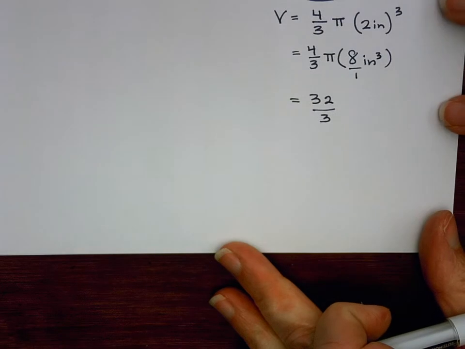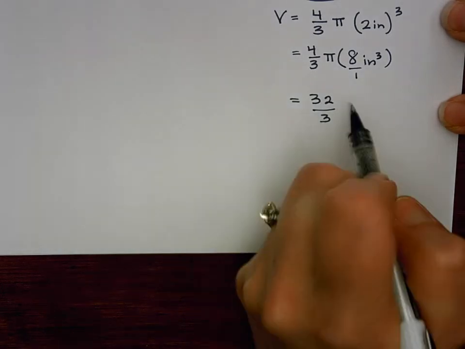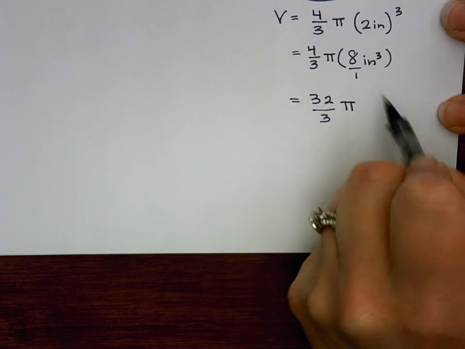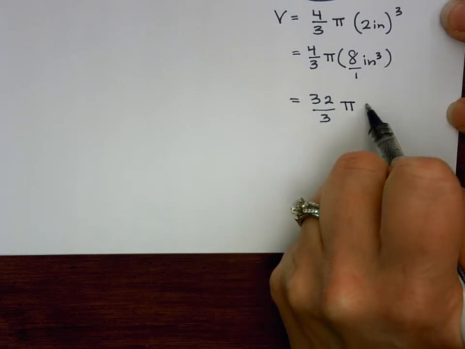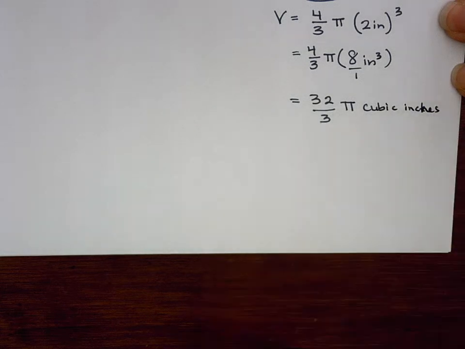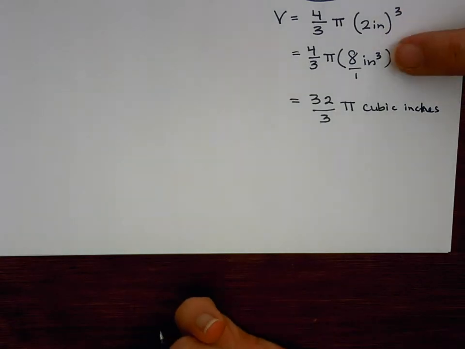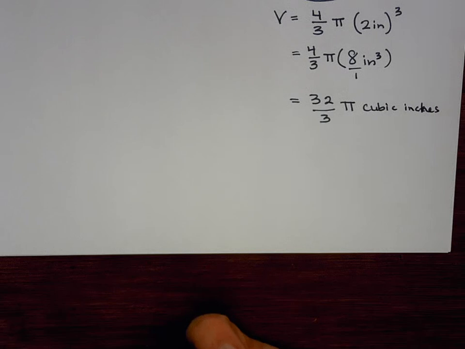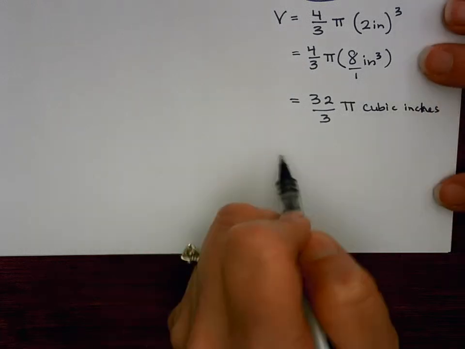So then I have 32 over 3, and then pi, and then I could write it like inches cubed, or I could also write it cubic inches. Okay, so either way. So for my unit measurement, I could either have it as inches to the third power, so like that, or I could write it out as cubic inches, and that means the same thing. And so that would be my volume for a sphere. Okay. And let's do one more here.